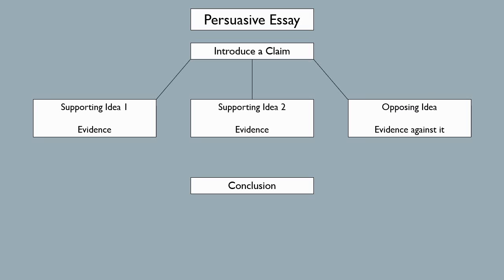For more advanced students, such as those who have been in private English academies and already understand the concept of writing an essay, they will be able to begin to write a persuasive essay, or at least the most basic components of it, introducing a claim with separate supporting ideas and evidence that supports the idea, and then also an opposing idea and evidence against that opposing idea, as well as a conclusion.